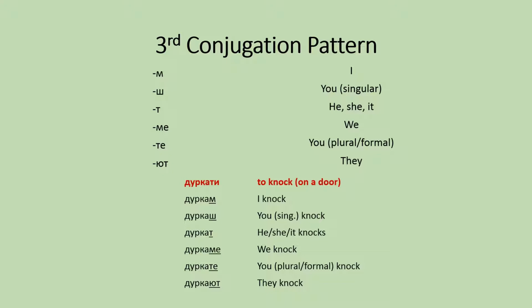When the conjugated verb ends in me, it refers to we. When the conjugated verb ends in te, it refers to you plural or you formal. When the conjugated verb ends in ut, it refers to they. A verb that follows this conjugation pattern is durcate, meaning to knock, as in to knock on a door.